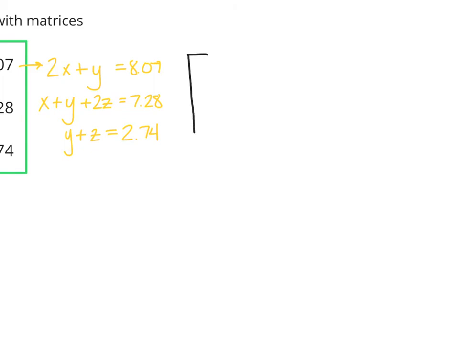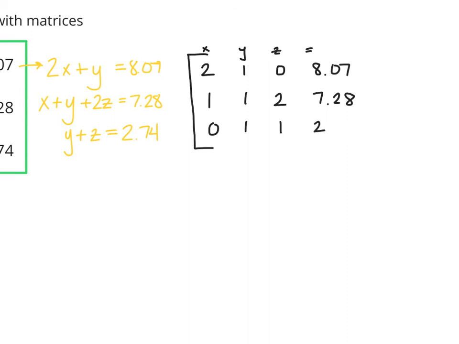So first of all, matrices are written with brackets, and we just use the coefficients. So my first column is going to be talking about x, y, z, and then the last part is going to be the total. So for instance, this first equation is going to translate to 2, 1, 0, and then 8.07. Then we're going to have 1, 1, 2, and 7.28. And our last row is going to give us 0, 1y, 1z, and then 2.74.